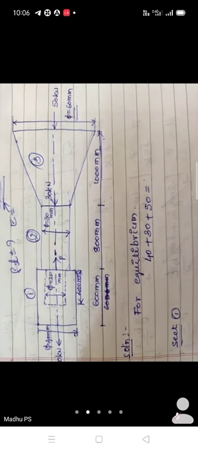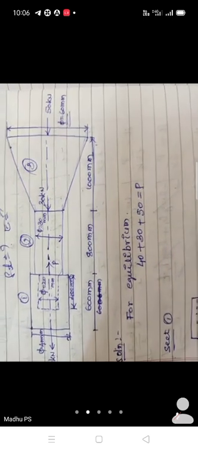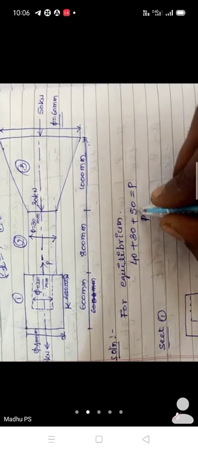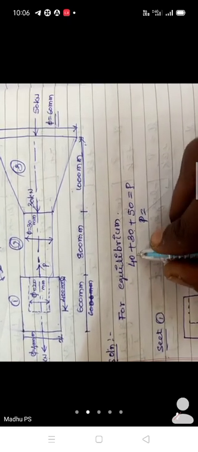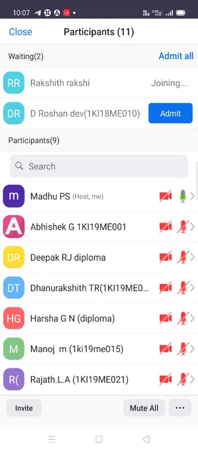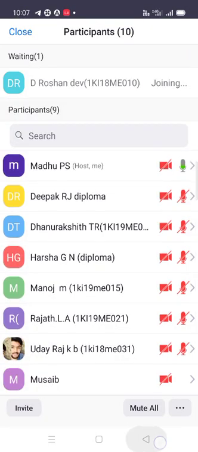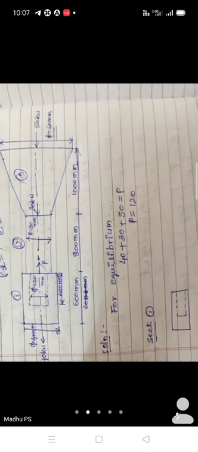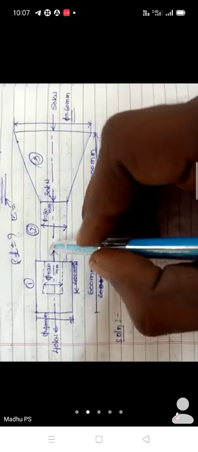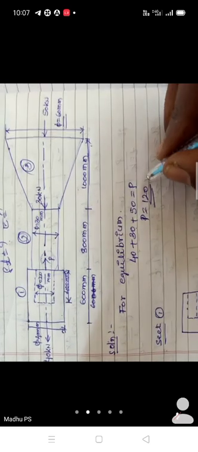So it is P. Then P is equal to what? 50, yeah, 80 plus 20, 40, 120 it is. So the unknown load here is nothing but the value of P, which is 120 kilonewton.